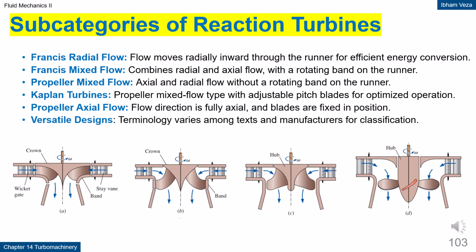Subcategories of reaction turbines. This slide classifies reaction turbines into Francis radial flow, Francis mixed flow, propeller mixed flow, Kaplan, and propeller axial flow types. The main differences lie in the flow direction relative to the runner and whether the blades are adjustable or not. Each type is designed for a specific range of head and flow rate. This classification helps engineers select the most suitable turbine for site conditions. By understanding the flow direction, performance characteristics can be better predicted.